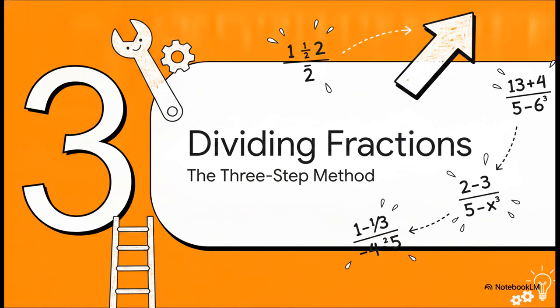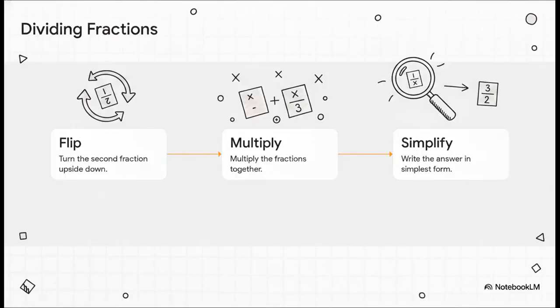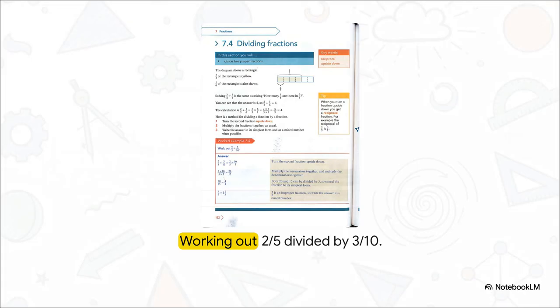All right, on to Section 3, Dividing Fractions. We're going to use the 3-step method. It's actually super simple. We use this exact 3-step scaffold to transform a confusing division problem into an incredibly easy multiplication problem. Step 1, turn the second fraction upside down to get its reciprocal. Step 2, just multiply the top numbers together and the bottom numbers together. Step 3, simplify using those factor tools we already built. And that's literally it. Let's see this in action.